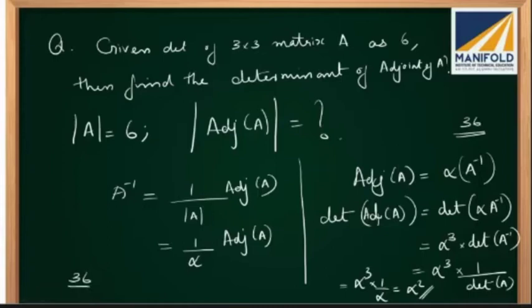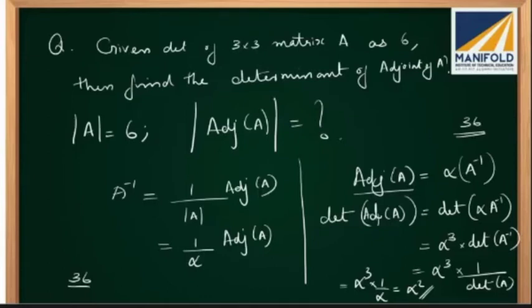Okay, the answer is 36. I'll repeat. A inverse is 1 by determinant A into adjoint A, and the determinant of A is a number, so I'll write that number as alpha. If I take alpha to the left side, that becomes adjoint of A equal to alpha times A inverse. Now if I take the determinant on both sides, it becomes the determinant of adjoint of A on the left side and the determinant of alpha times A inverse on the right.